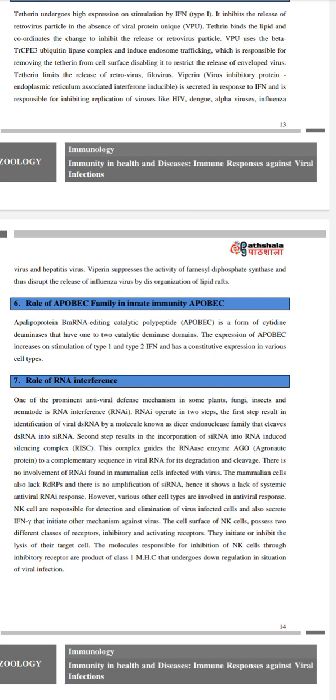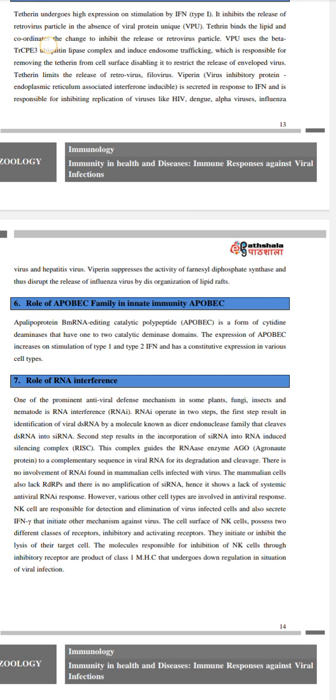Role of the APOBEC family in innate immunity. APOBEC, apolipoprotein B mRNA editing catalytic polypeptide, is a form of cytidine deaminase that has one or two catalytic deaminase domains. The expression of APOBEC increases on stimulation by type 1 and 2 IFN and has a constitutive expression on various cell types.